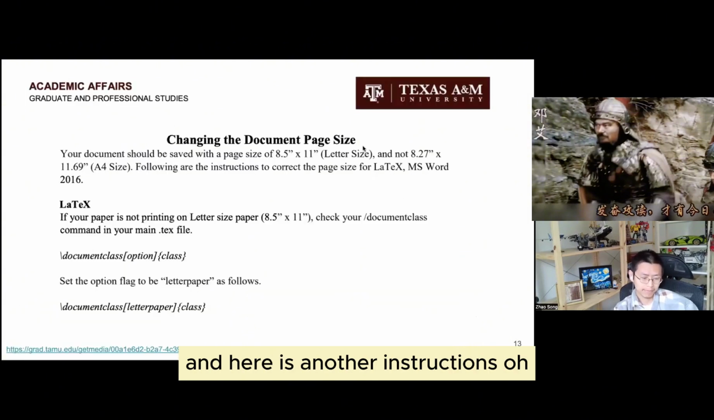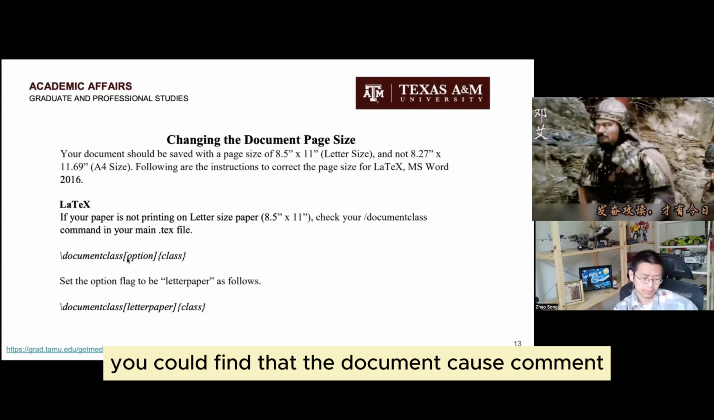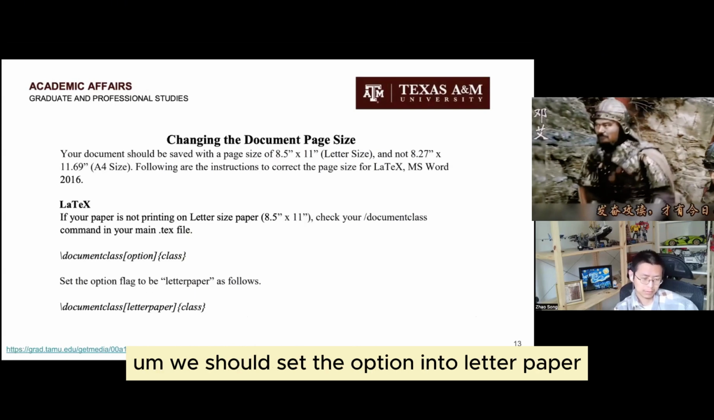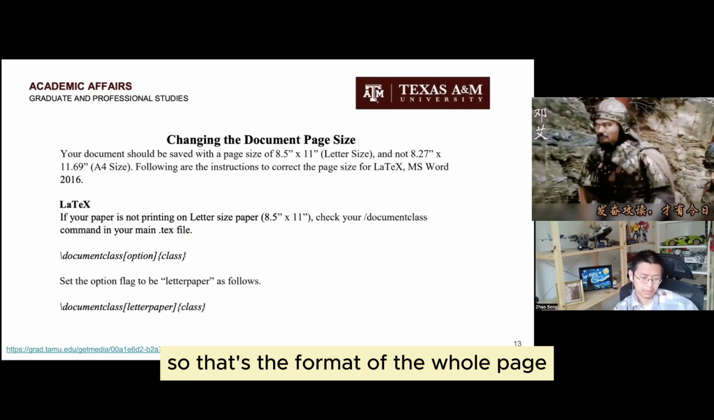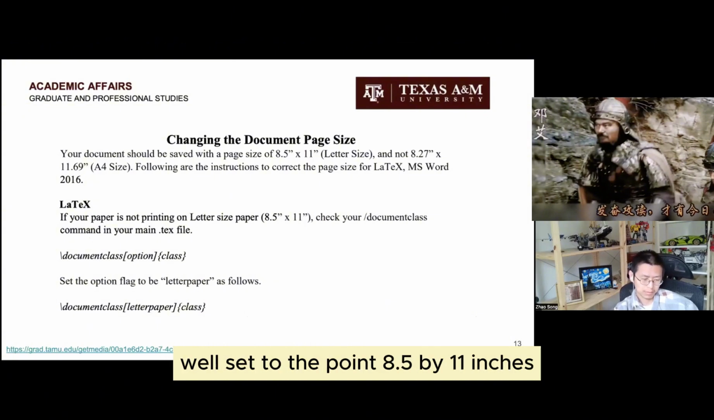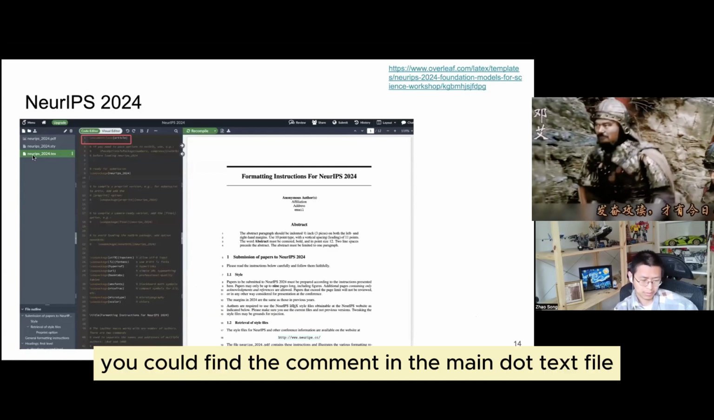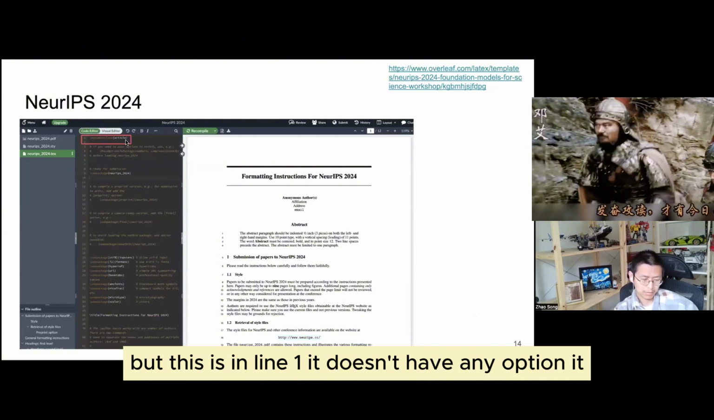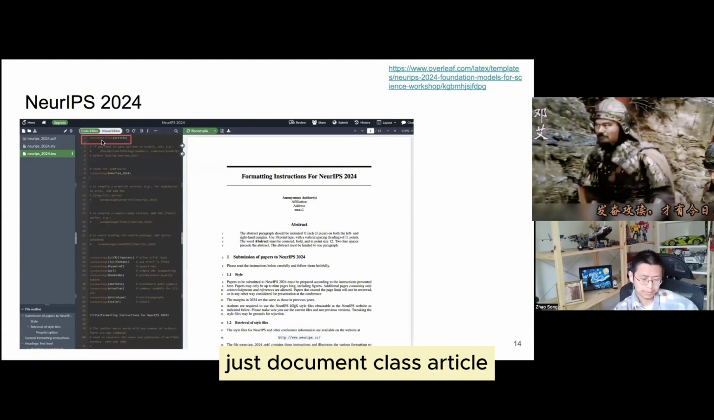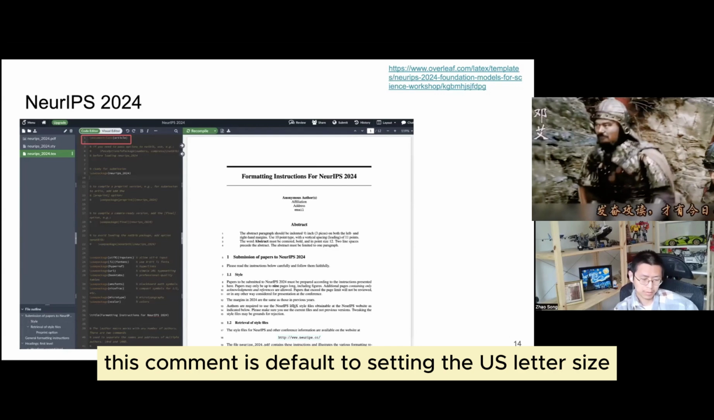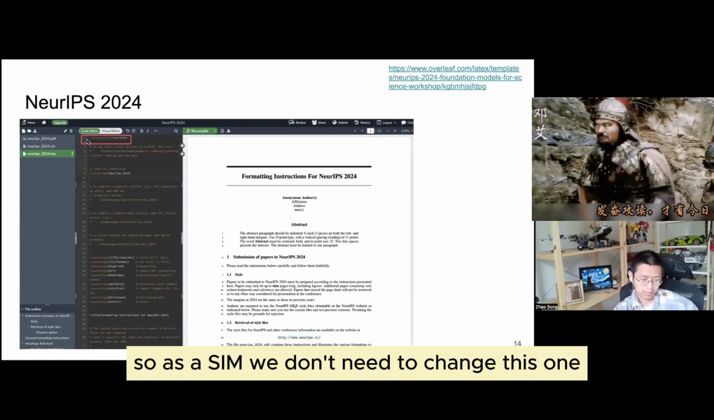And here is another instruction. You could find that in the document class command, we should set the option to letterpaper so that the format of the whole page will be set to 8.5 by 11 inches. And here is NeurIPS 2024. As with AAAI, you could find the comment in the main.tex file. But this is in line 1, it doesn't have any option. It's just document class article. And generally, this command defaults to setting the US letter size. So as the same, we don't need to change this one.